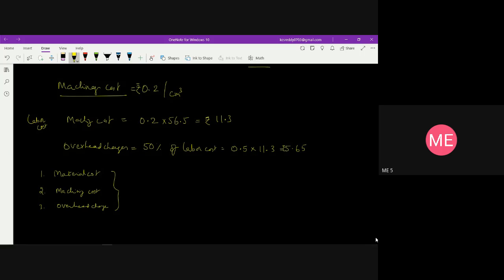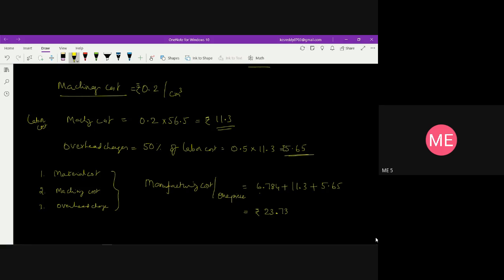So now I can take manufacturing cost for one piece, because we are calculating for this one piece. Material cost is taken as around 6.785 rupees. Then the labor charge is taken as 11.3. Then plus the overhead charges, which is 5.65 rupees. So total cost, if I add these three, I'll be getting around 23.73. So this is the manufacturing cost per one piece.